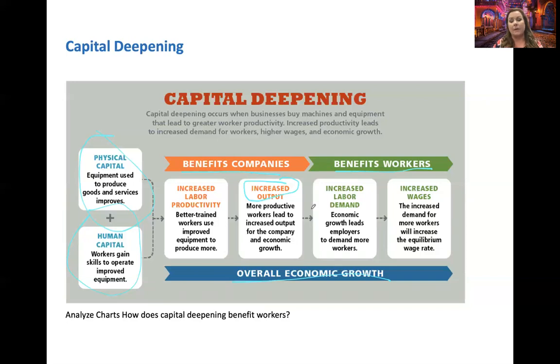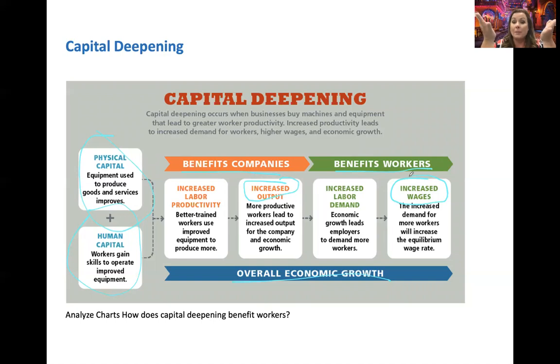How does it benefit the workers? Well, if we are making more profit because we're able to make more, it's going to have an increased labor demand, a derived demand for labor. And when there's a greater demand for workers, it's going to cause more people to get a job, but it's going to increase wages. So the existing people that are already there are going to be able to get wage increases. It's a win-win. And then the third win is both of these things promote overall economic growth.